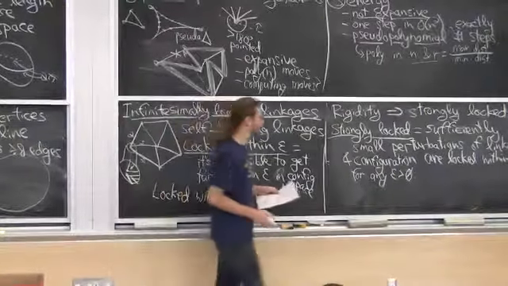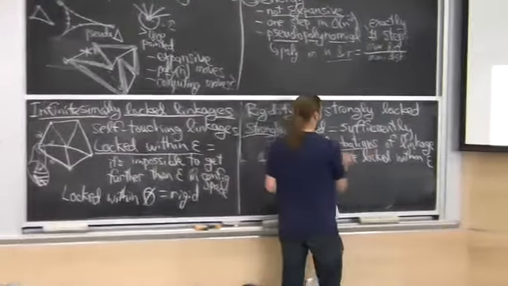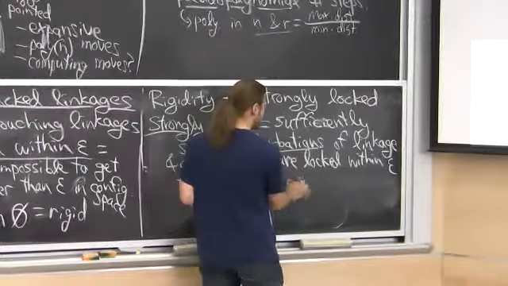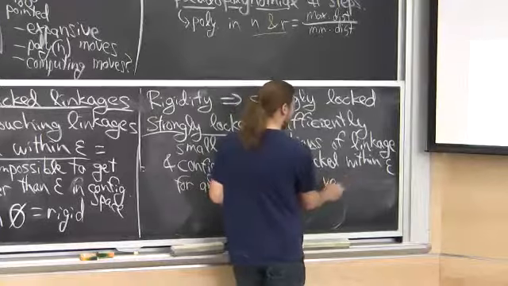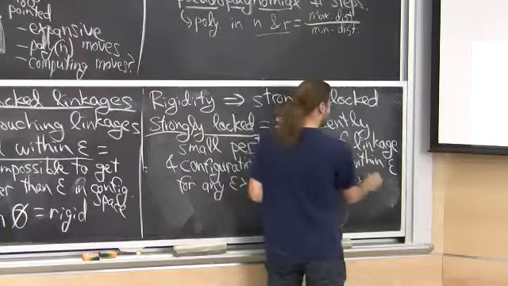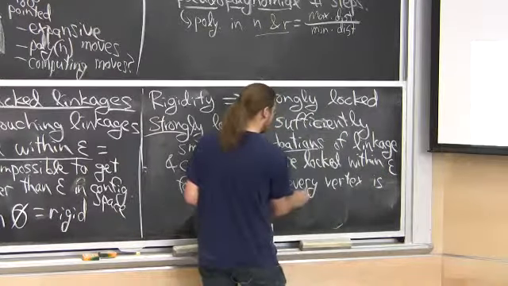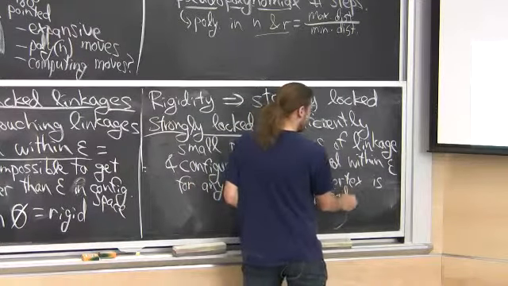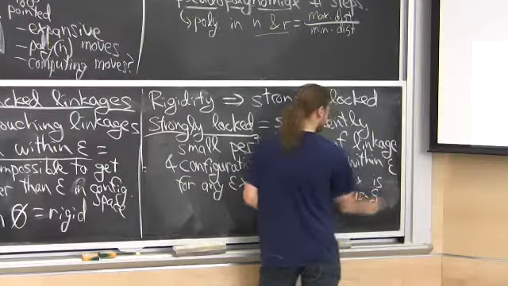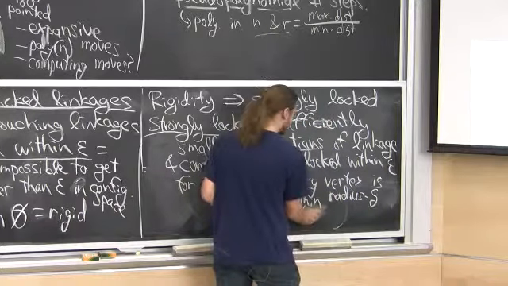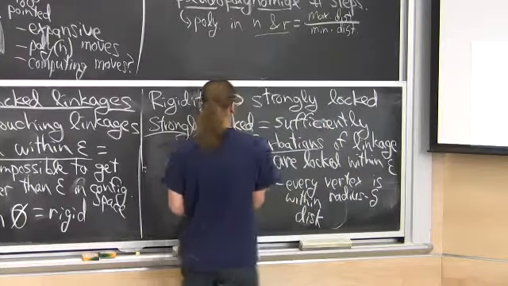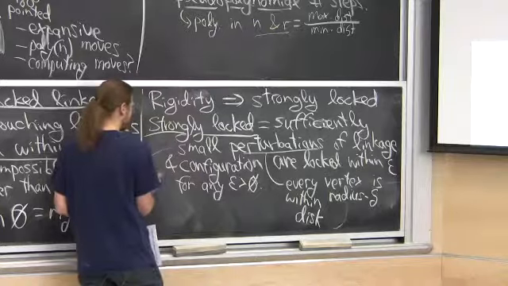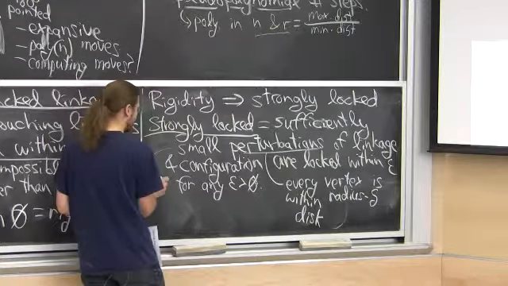And I didn't define perturbation, but I just mean every vertex stays within radius delta disk. And sufficiently small here is delta, which is a function of epsilon.